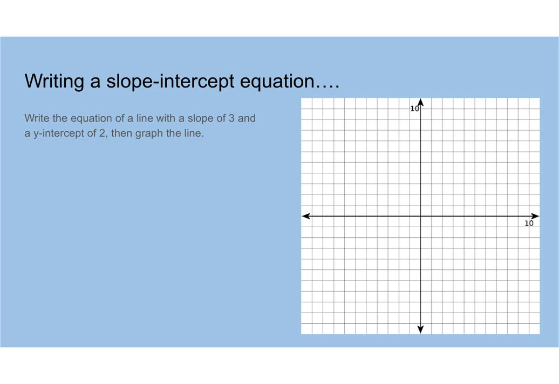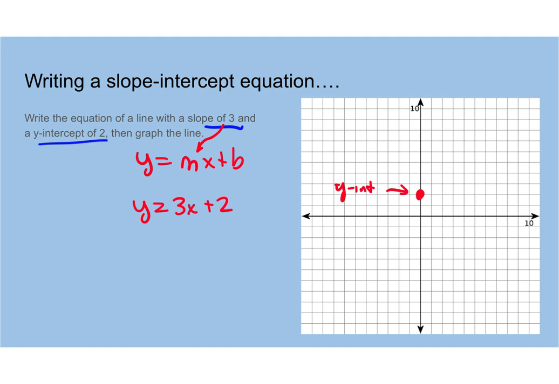So if I write a slope-intercept equation where I've got a slope of 3 and a y-intercept of 2, y equals mx plus b, my slope is 3, my y-intercept is 2, so I write it like that. That means my y-intercept is right there. A slope of 3 means I go up 3 over 1, and I can continue that. There's my line. And that's all I'm doing.